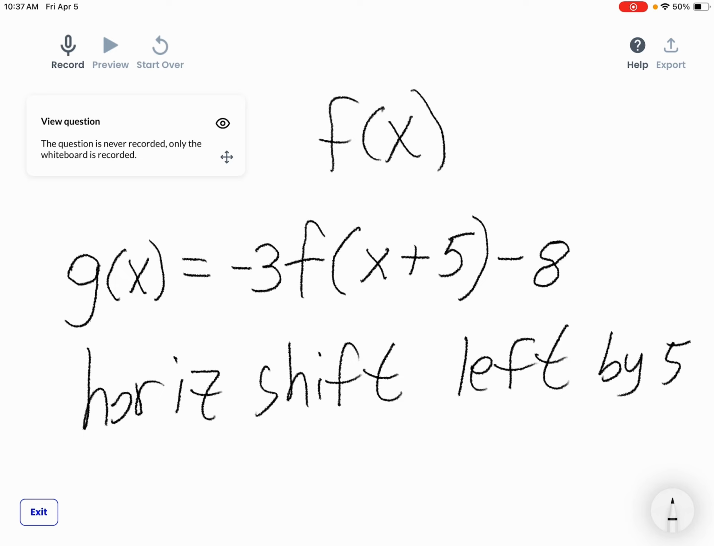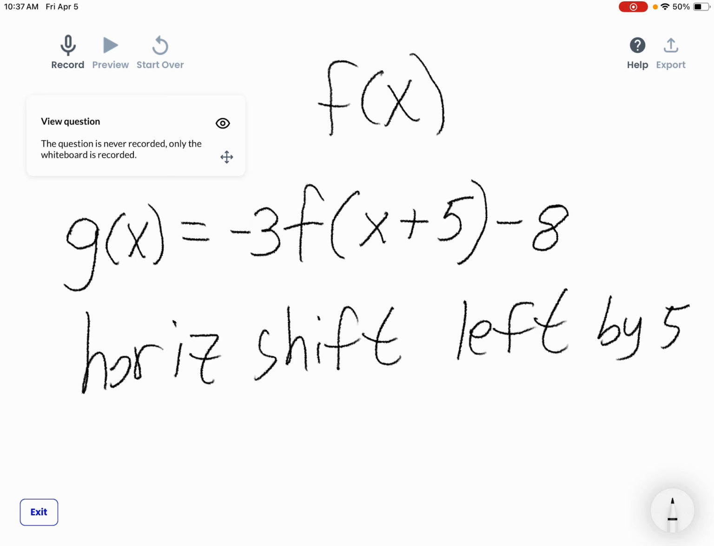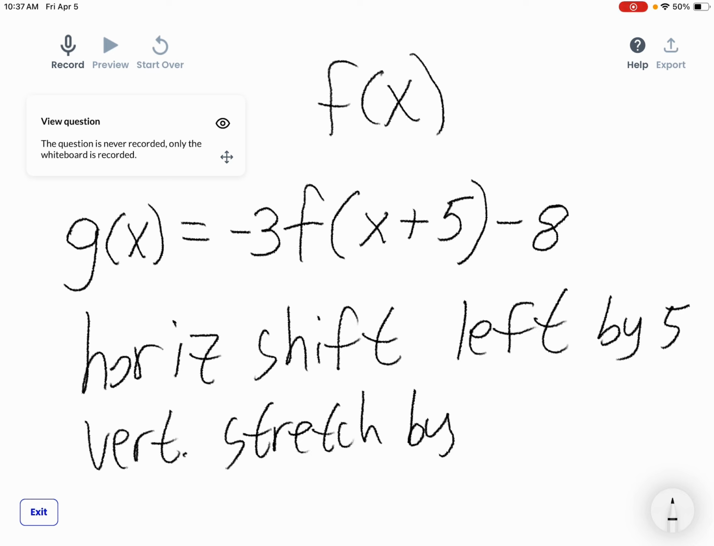While we have outside, we're multiplying by a 3, and then a negative is going to be a reflection, but the 3 outside is basically going to be a stretch. So that's going to be a vertical stretch by a factor of 3, and then we have a negative. That's going to be a reflection. It's either going to be a reflection over the x or over the y. But remember, anything outside affects the y's.